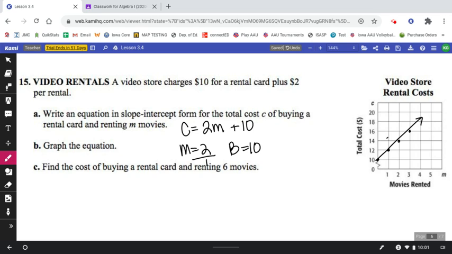Find the cost of buying a rental card and renting 6 movies. So I put 6 in for my movies, which gives me $22.